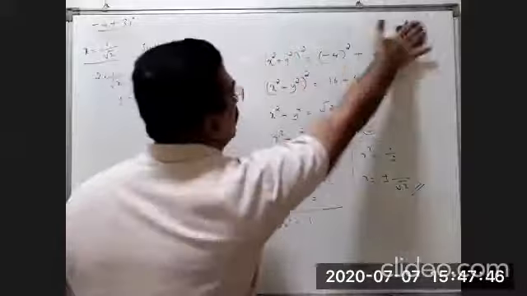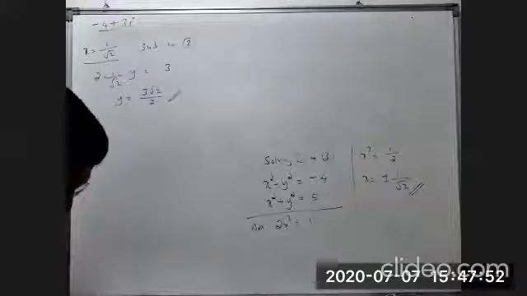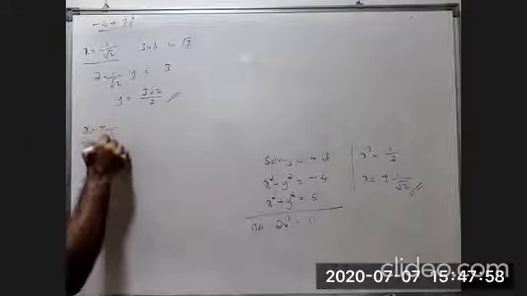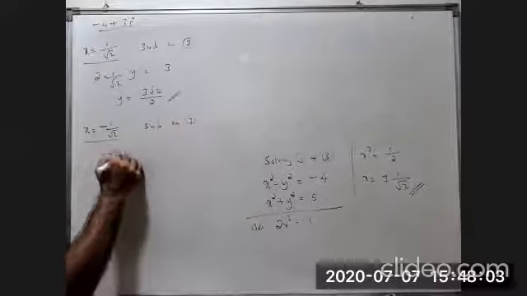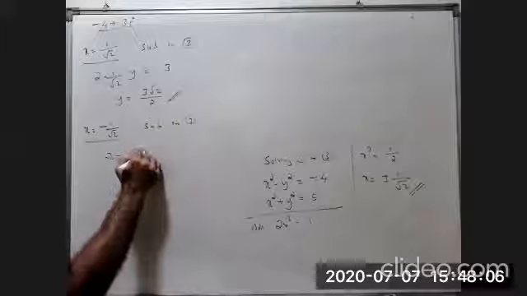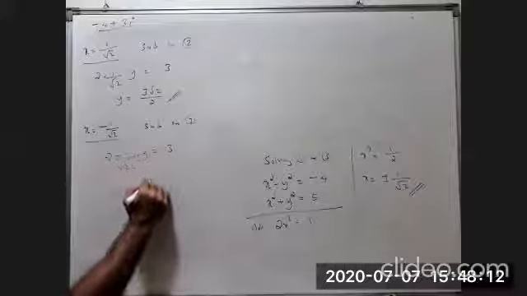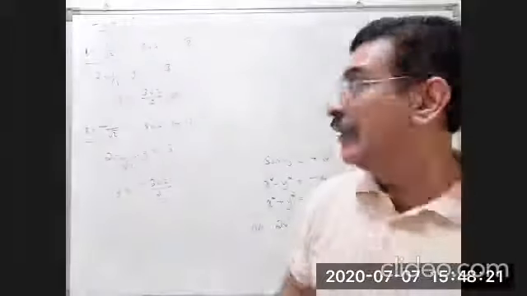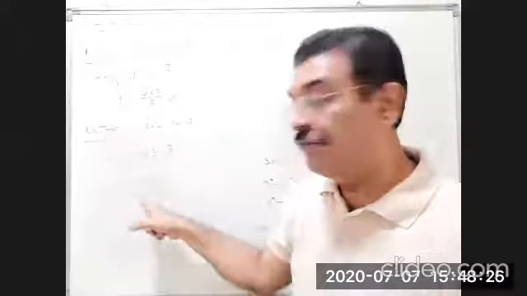Again, if x is minus 1 by root 2, substituting in 2, 2 into minus 1 by root 2 times y is 3. Y is, this minus also goes up, minus 3 root 2 by 2. See that? Here you can observe one thing. When x is positive, y is also positive. When x is negative, y is also negative.